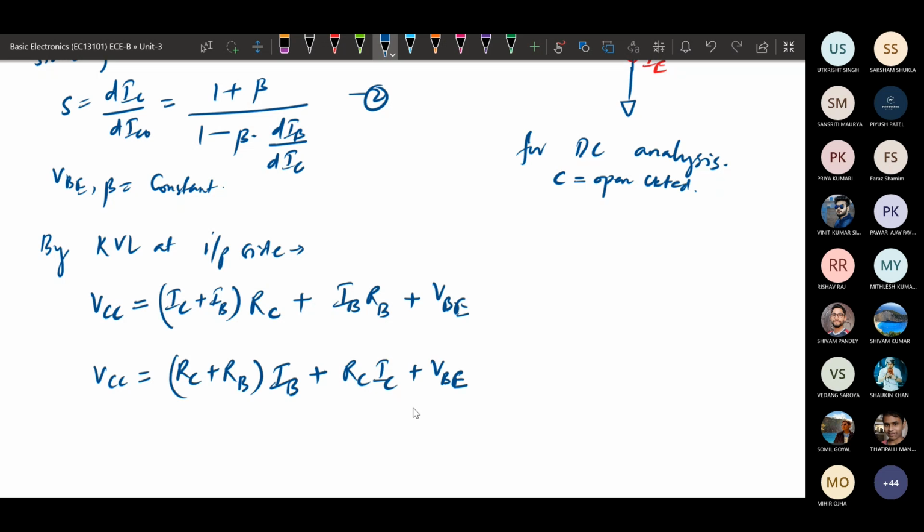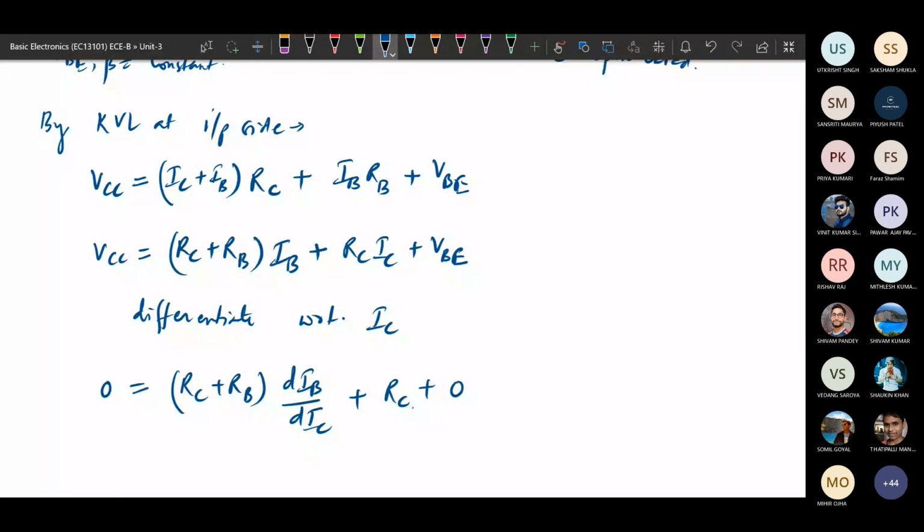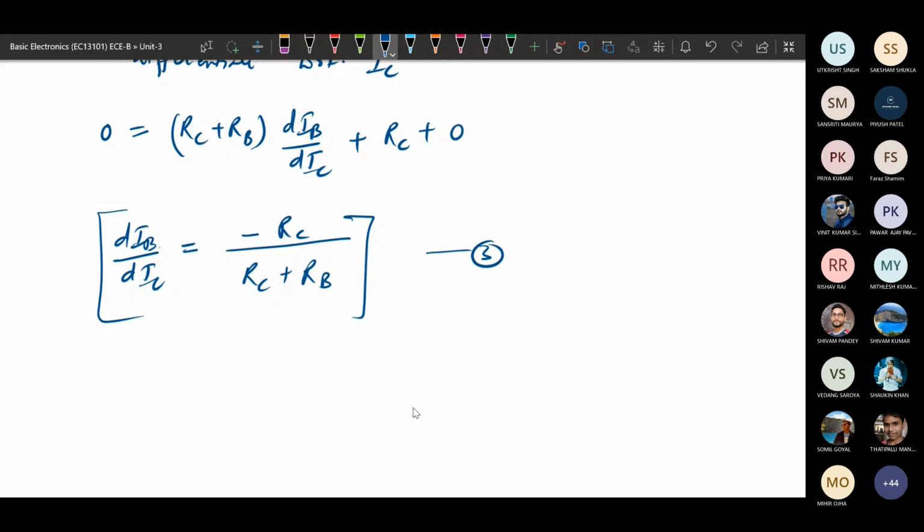To find the stability value, we need to find del IB by del IC. So here we need to differentiate. Differentiating with respect to IC, this will be 0. Here it will be RC plus RB times del IB by del IC, plus RC, plus this is again a 0. From there we get del IB by del IC equals minus RC divided by RC plus RB. So this is equation number 3.